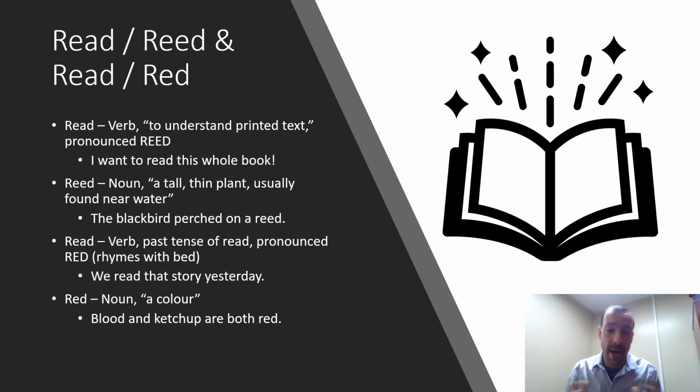Of course, this word red is a homophone with the color, and that color is spelled R-E-D. It's the color of blood, it's the color of ketchup. These are red things.